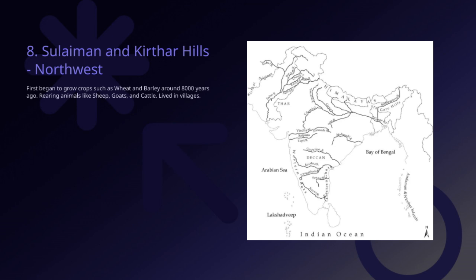This shift allowed communities to settle in one place, build more permanent homes, and develop more complex social structures. Now, connecting this to our overall theme, these early farming practices laid the foundation for the growth of civilizations. Moving to the Sulaiman and Kirthar Hills in the northwest, these regions played a significant role in the development of early societies. The geography here influenced how people farmed, settled, and traded, shaping the cultural landscape we see today.